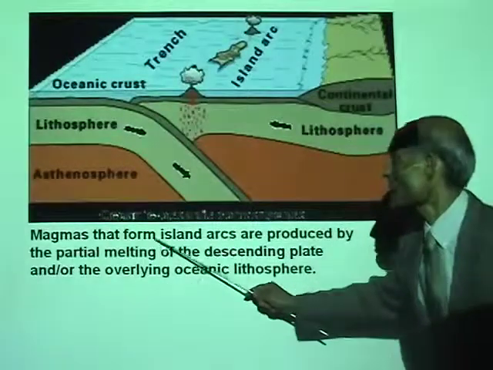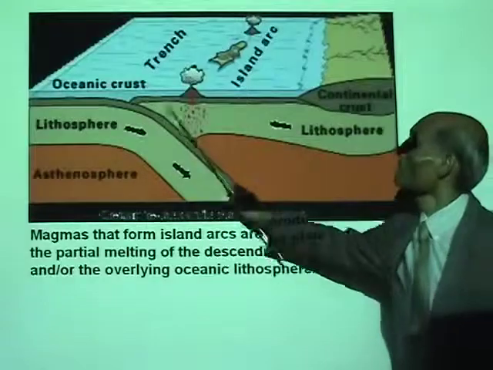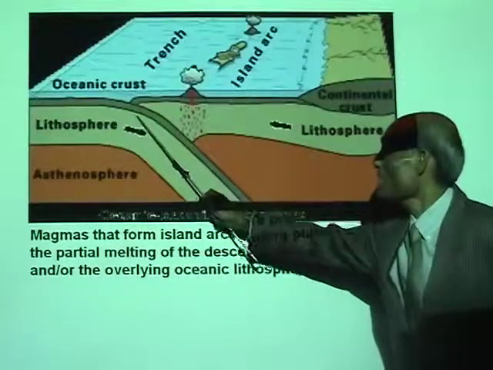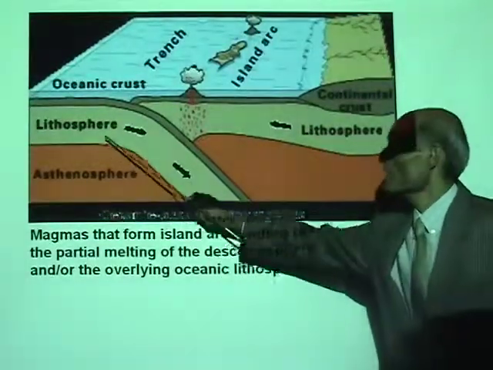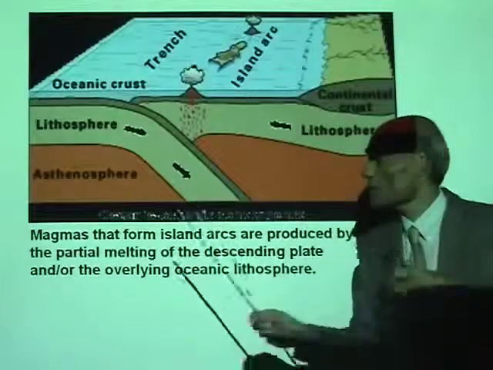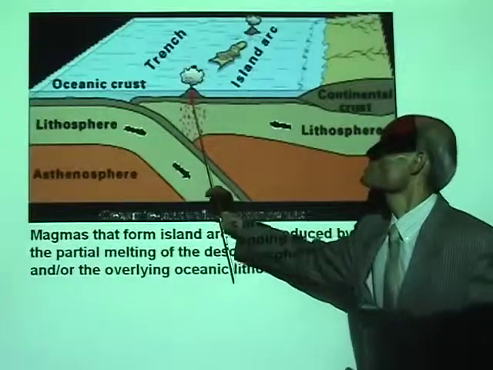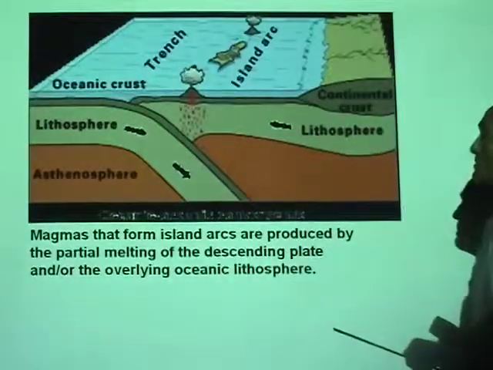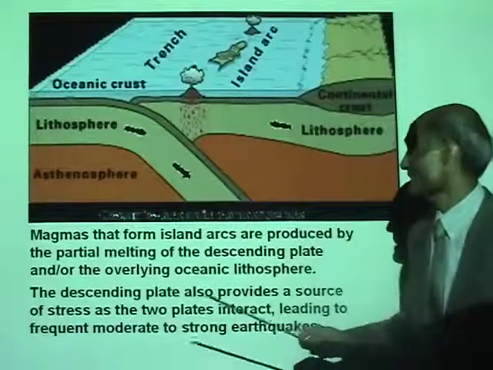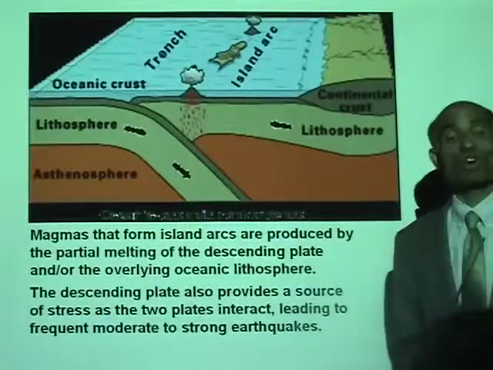Now, magmas that form island arcs are produced by the partial melting of the sinking plate. You see, when this plate gets subducted, there is tremendous heat generated due to the process of subduction, and that melts to produce the magma, and it is that magma that finds its way through weak spots to form the volcanoes. Now, the descending plate also provides a source of stress as the two plates interact, leading to frequent, moderate to strong earthquakes.